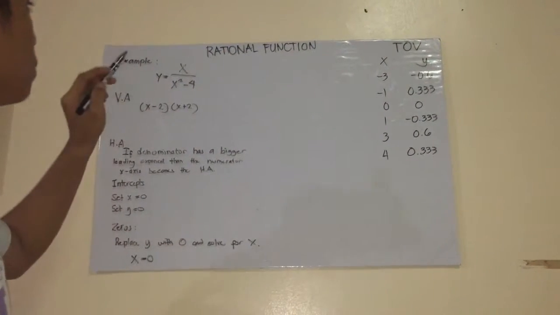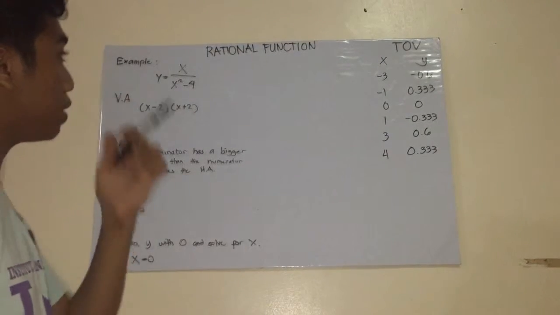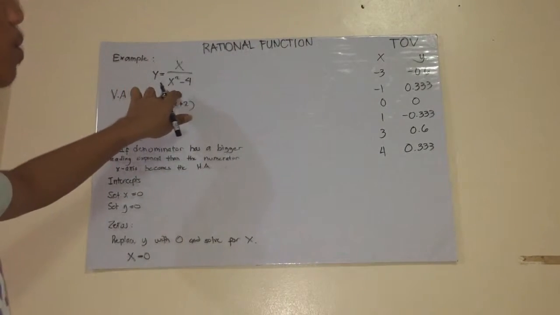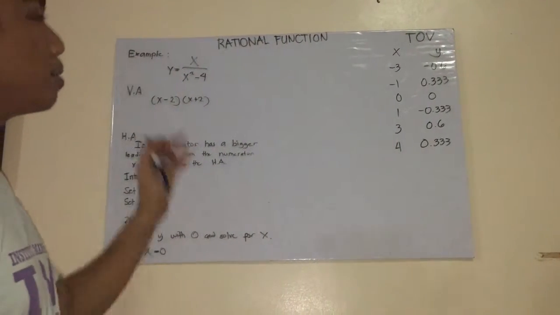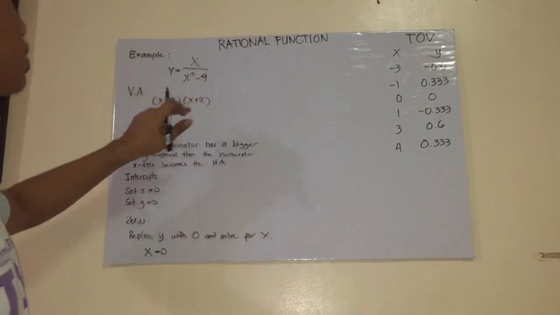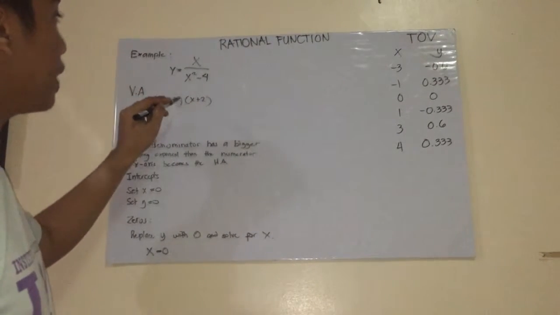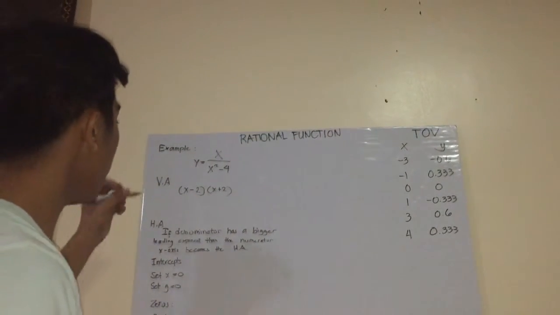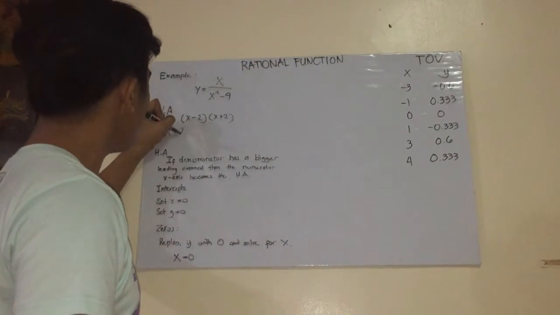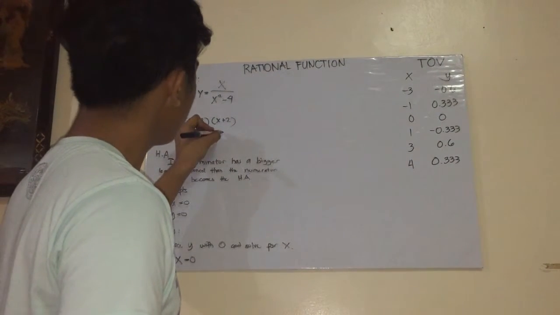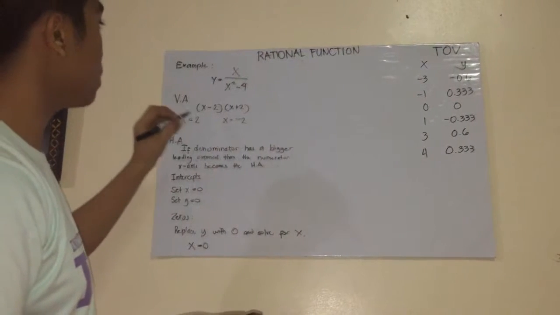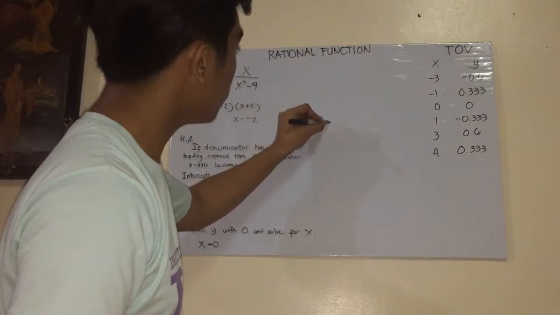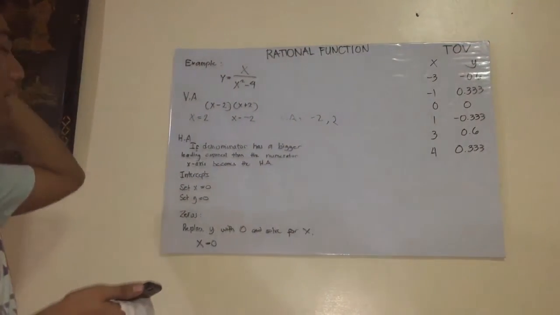Y is equals to x all over x squared minus 4. So, para makuha yung vertical asymptote, kailangan natin i-equate sa 0 yung denominator. Pero bago yun, kailangan natin i-factor. So, pag i-factor natin siya, makukuha natin is x minus 2 and x plus 2 kasi nga, isa siyang difference of 2 squares. So, ngayon, makukuha natin x is equals to 2 and x is equals to negative 2. So, ano yung vertical asymptote natin? Vertical asymptote, negative 2 and 2.